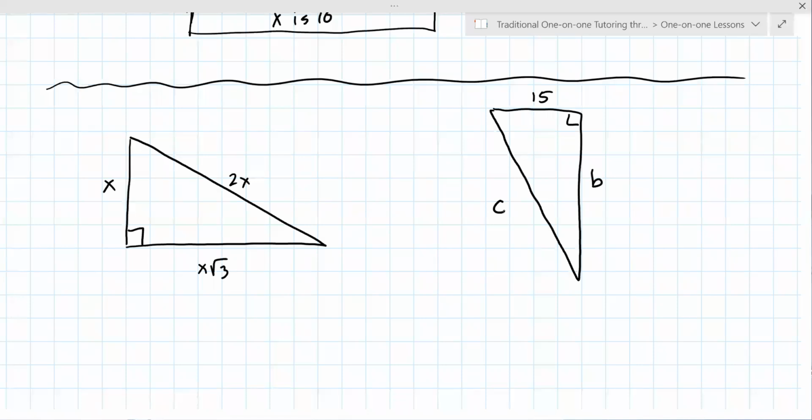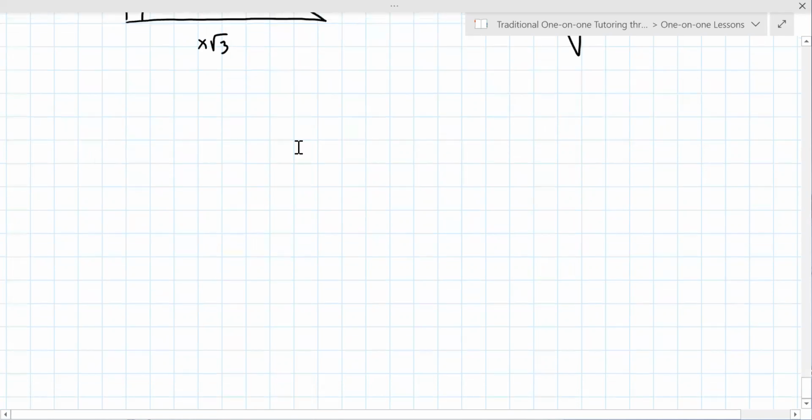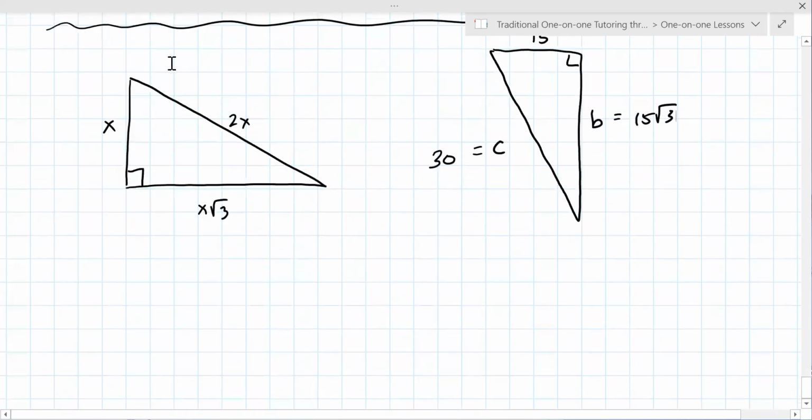How are you doing on this one? I think I got it. Okay, what is the value of C? I said 30. Okay, because you double that side, perfect. And how about B? 15 square root 3. Very good. Okay, let's try another one here. Do you have this reference triangle down, or do you need me to draw it each time? I wrote it down. Okay.